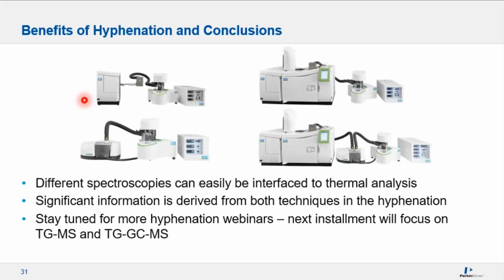TGA can answer the question of how much or at what temperature compounds are degraded. And then the secondary technique can be used to get additional chemical information about the sample. Today we focused mainly on TG-IR, but stay tuned. We'll be offering more webinars focused on TG mass spec and then TG-GCMS as well.